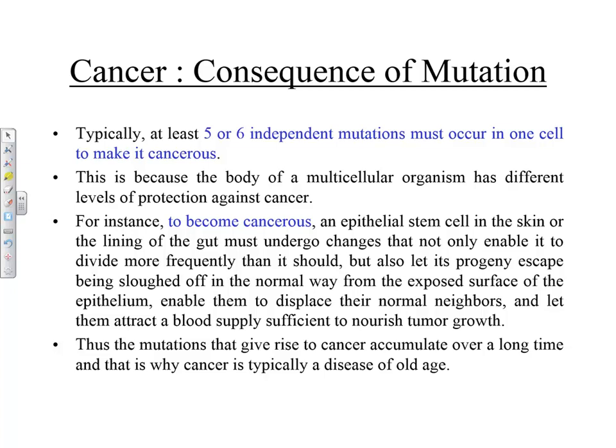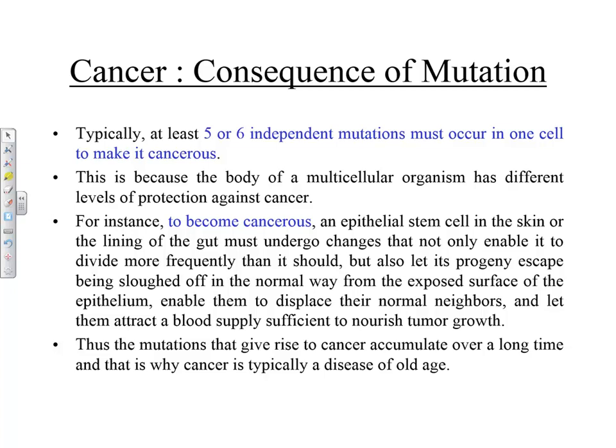Then they also have to be able to displace their normal neighbors, right? And they also have to attract a blood supply sufficient to nourish tumor growth. Because for a tumor to grow, it is going to need nutrients, right? So it has to develop that. That's why they talk about the generation of new blood vessels in cancer, which they call angiogenesis, okay? Because the tumor is going to give birth to a blood vessel so that it can draw nutrients to it.